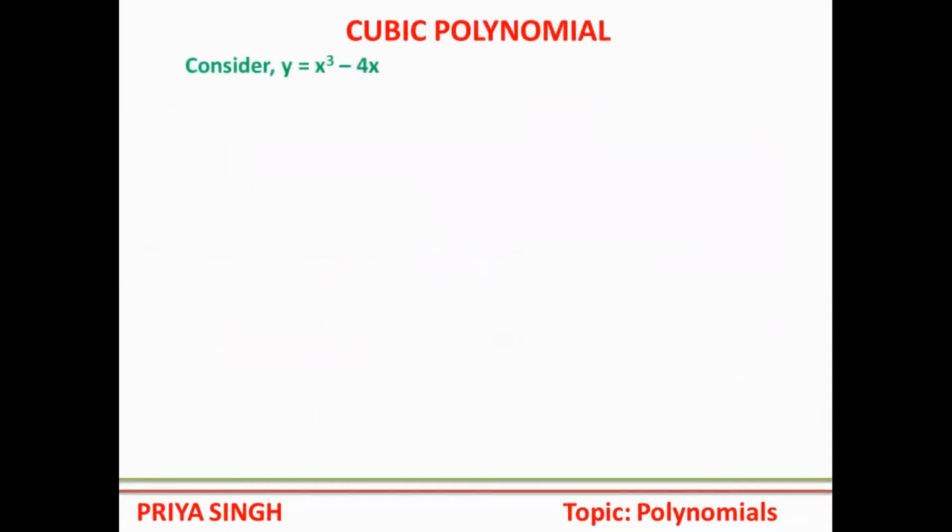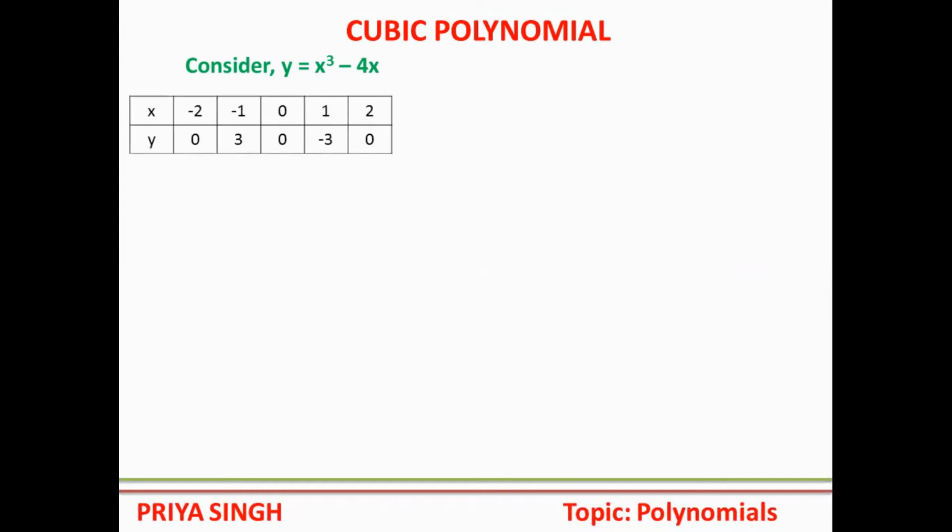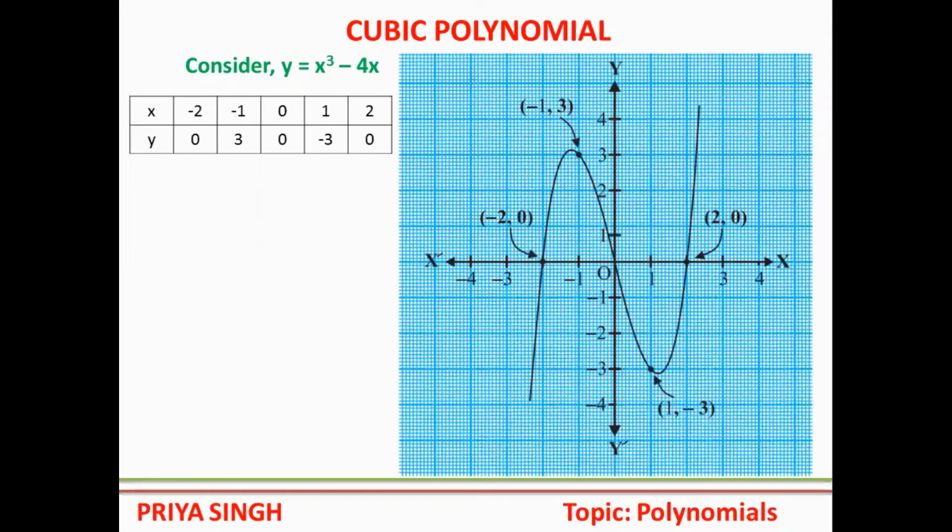I have considered one graph for cubic, that is y is equal to x cube minus 4x. I have considered some values for x and calculated the value of y, and plotted the graph over here like this. Now, as you can see, there are 3 intersection points. So, these 3 intersection points give us 3 zeros. What are the zeros? The x coordinate.